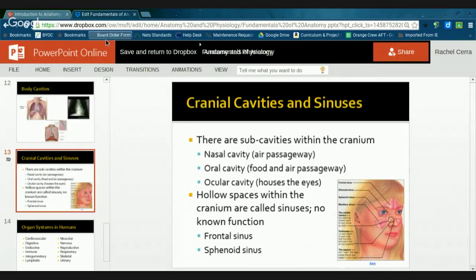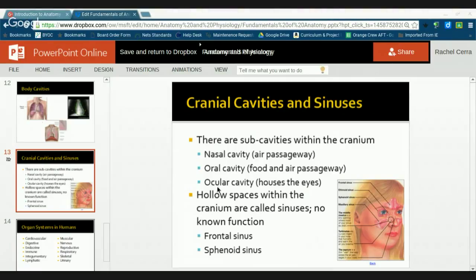So that will wrap all of that up. We'll go over the body systems tomorrow. So I figured that would be enough for today.